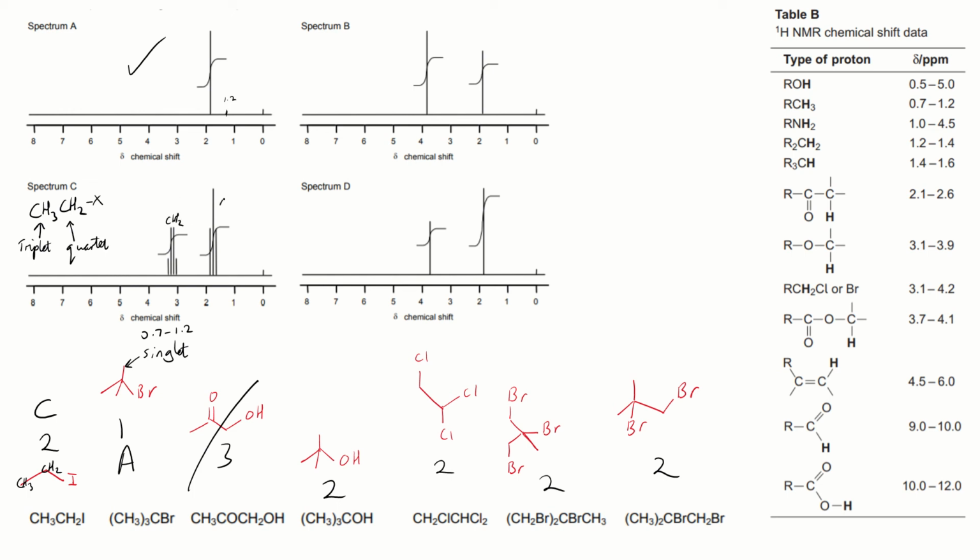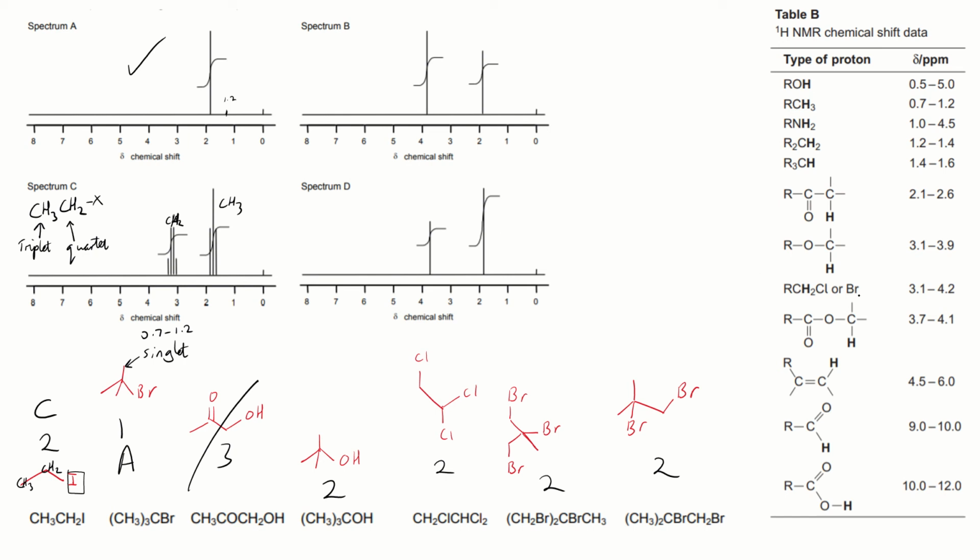CH2 there, CH3 here. In terms of the chemical shift, CH3 next to an R group, 0.7 to 1.2. Again, a little bit more downfield than we'd expect, but we've got this nearby iodine there, so electronegative, pulling it a bit further than we would expect to see.